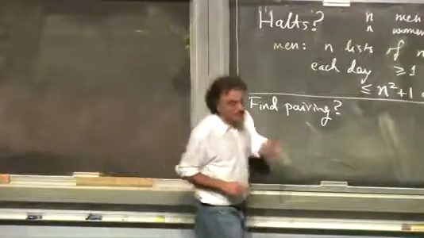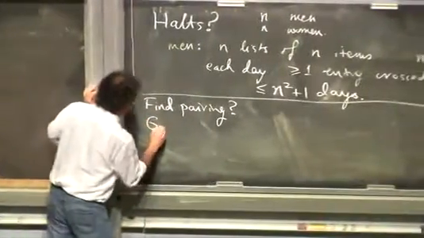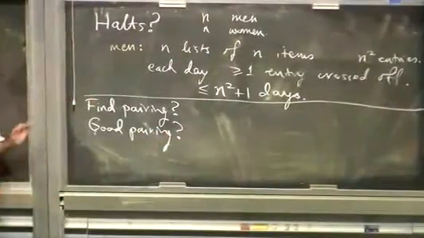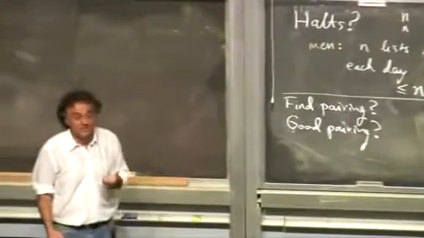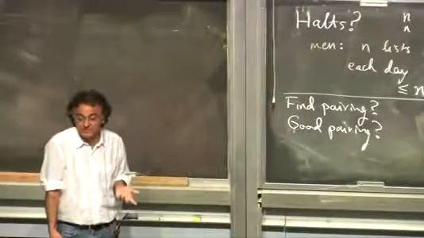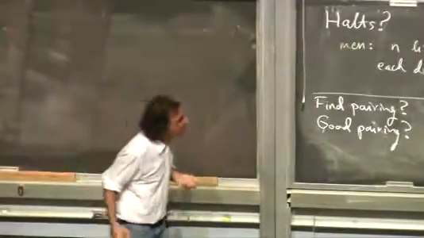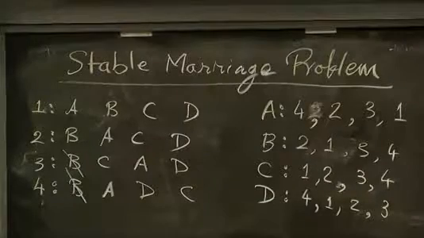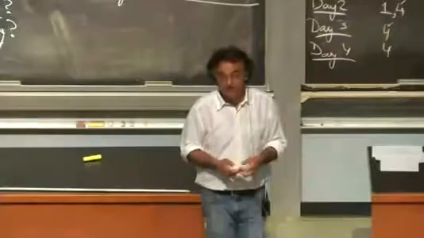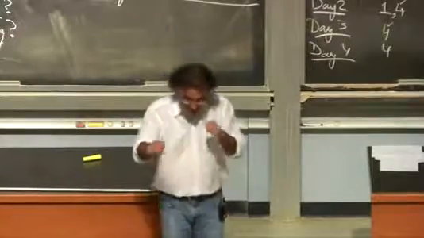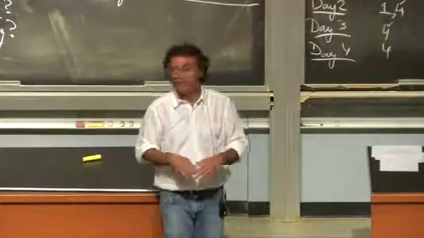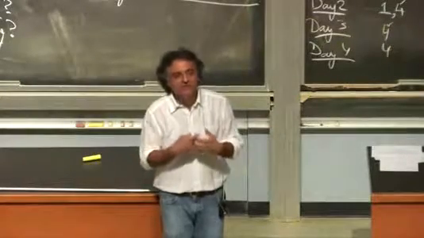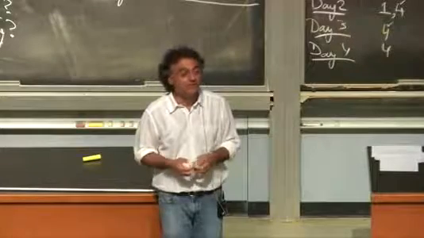But given that it finds a pairing, is it good? And the answer here depends upon what we mean by good. What are we trying to achieve? We could be trying to make sure that as many people get their first choice as possible, or as few people get their last choice as possible, or we give points for first versus second versus third, and we make sure that the total score of this pairing is as high as possible. There are many different objectives we could be trying to optimize.